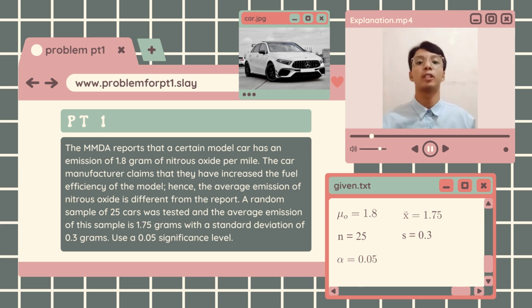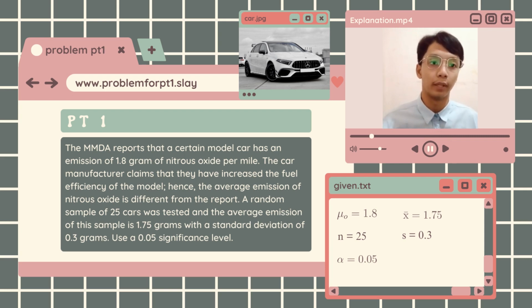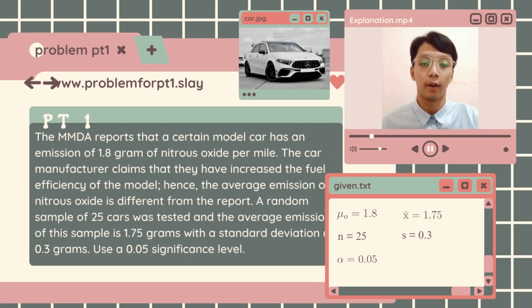To solve this problem, you must first identify the problem. You need to know the given values: the population mean, which is 1.8, the sample mean, which is 1.75, the sample size, which is 25, the sample standard deviation, which is 0.3, and lastly, the level of significance that we'll be using, which is 0.05.